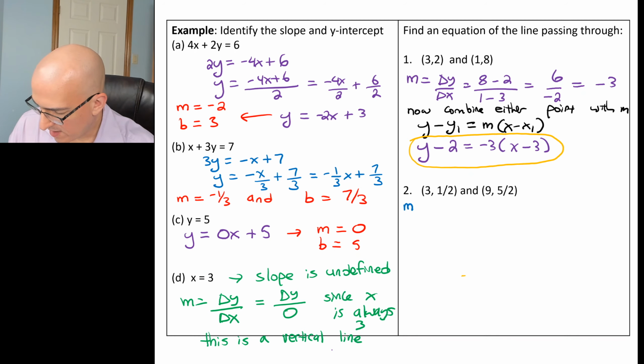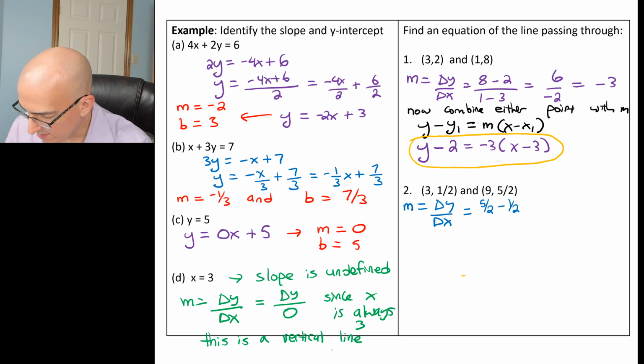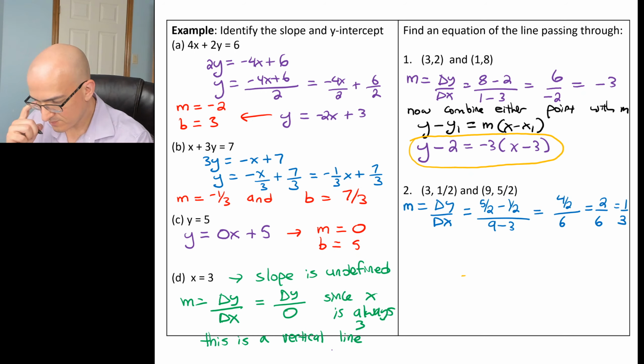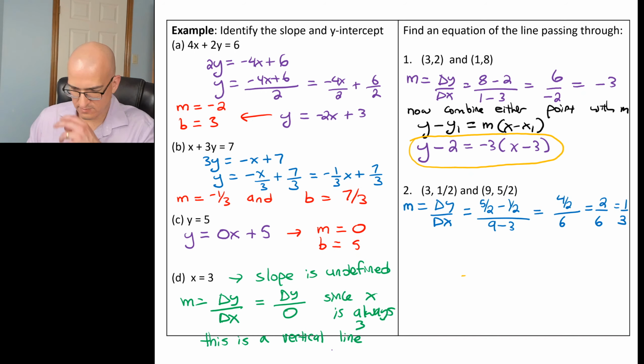We have our slope m is delta y over delta x, which is 5 over 2 minus 1 over 2. That's our change in the y value. Divided by our change in the x value, 9 minus 3. So this is 4 over 2. 9 minus 3 is 6. 4 over 2 is 2, so 2 over 6, which simplifies to 1 third. That's allowed. Slope can be a fraction.